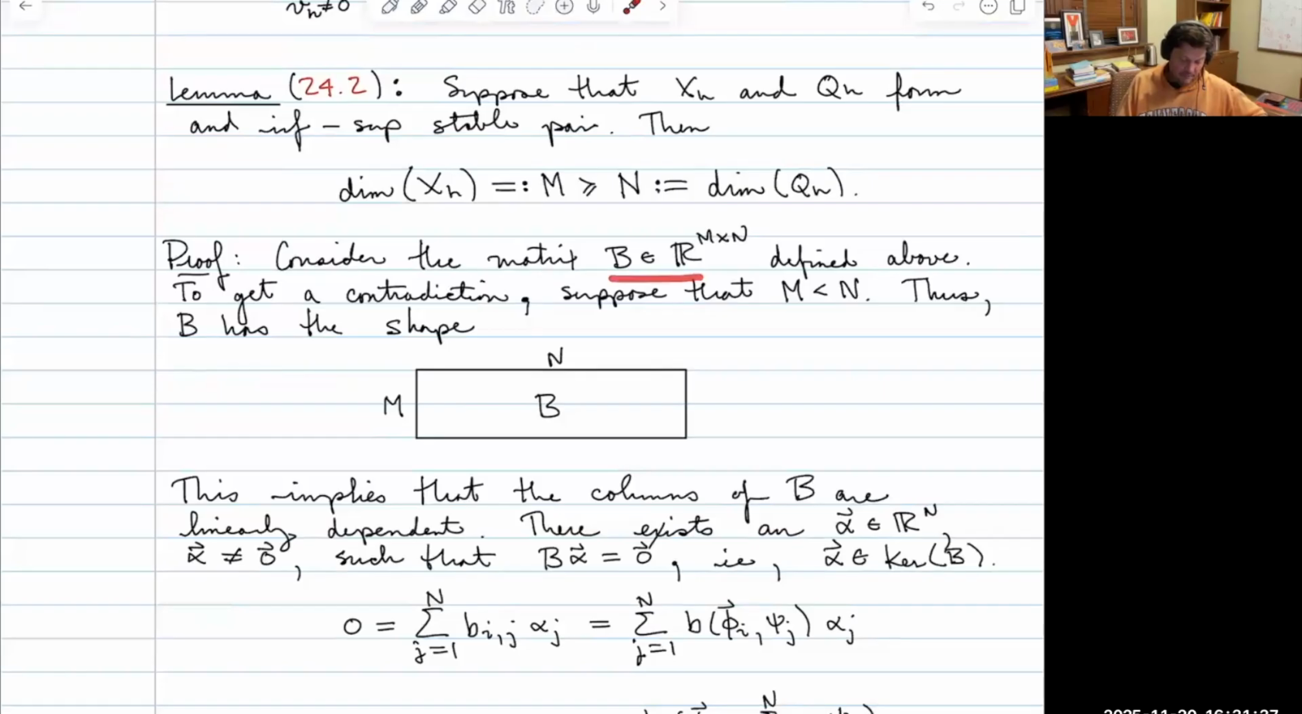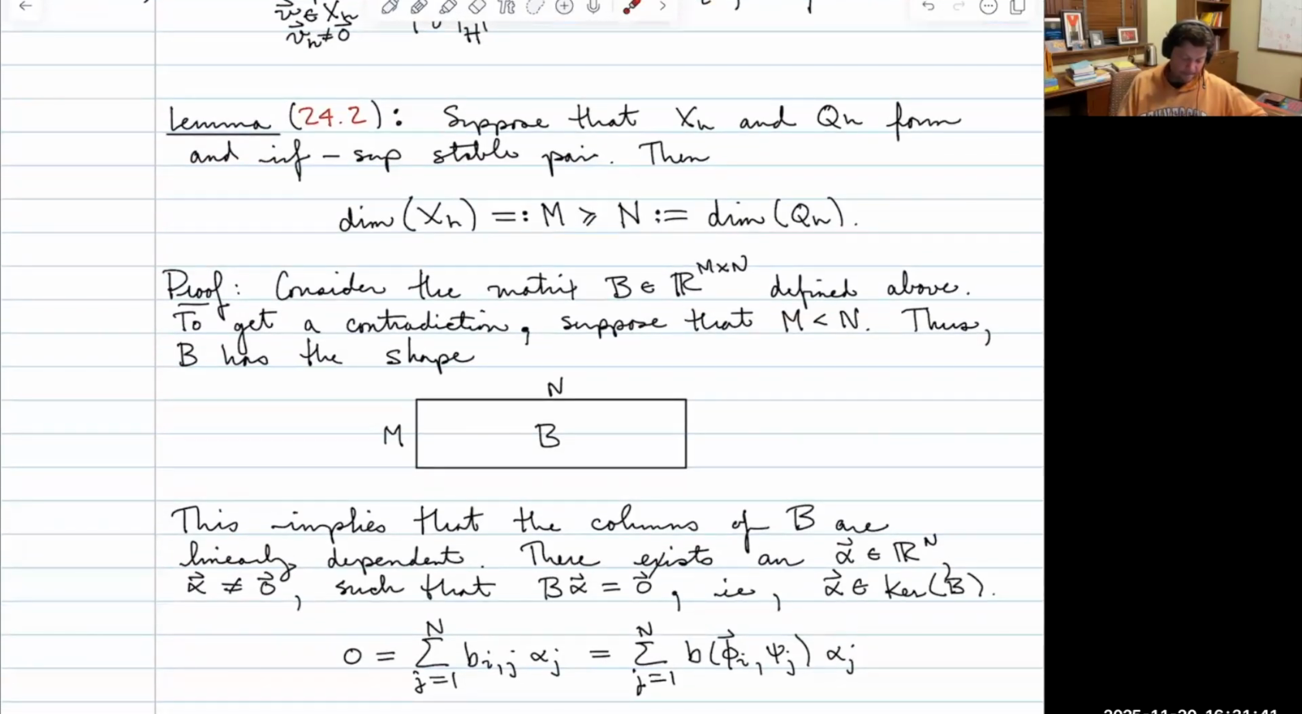Consider the matrix B. Everything revolves around this matrix B. Suppose that B is defined as above. Remember, it's a non-square matrix. We're going to show what that means in what we prove. One way of doing it is via contradiction. So we assume that M is less than N, that is, the velocity space has dimension less than the pressure space. In that case, B would be a short and fat matrix, very wide and very short.